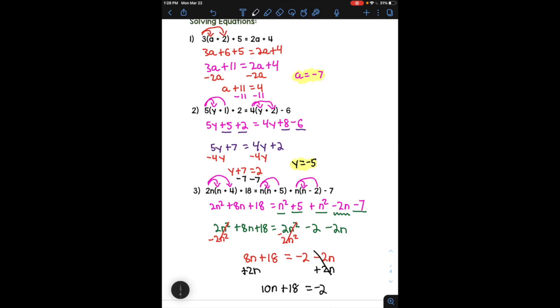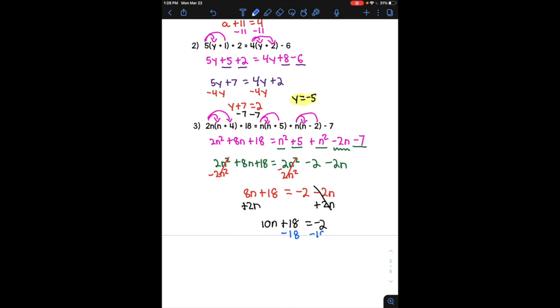And for n, now I will subtract 18 on both sides, leaving us with 10n equals -20. And dividing by 10, giving us our answer, n equals -2.